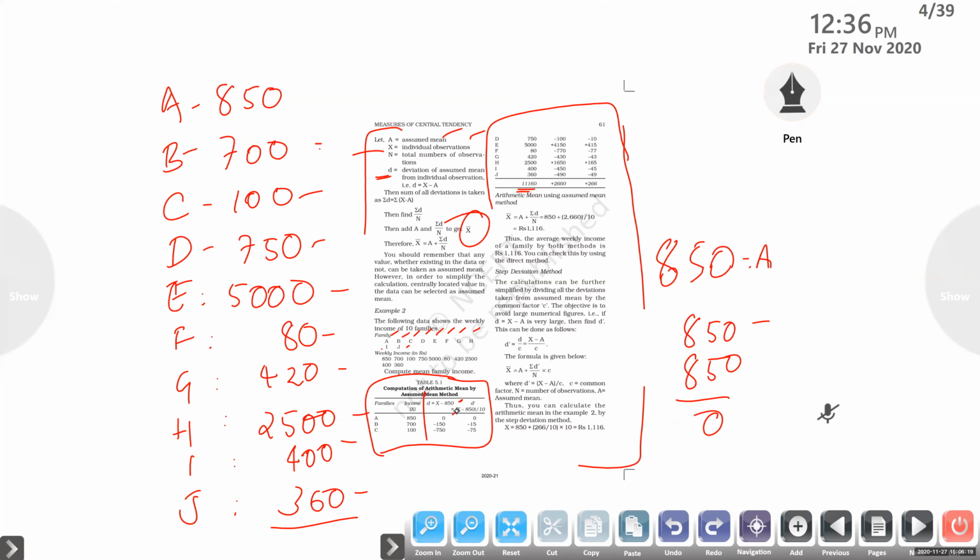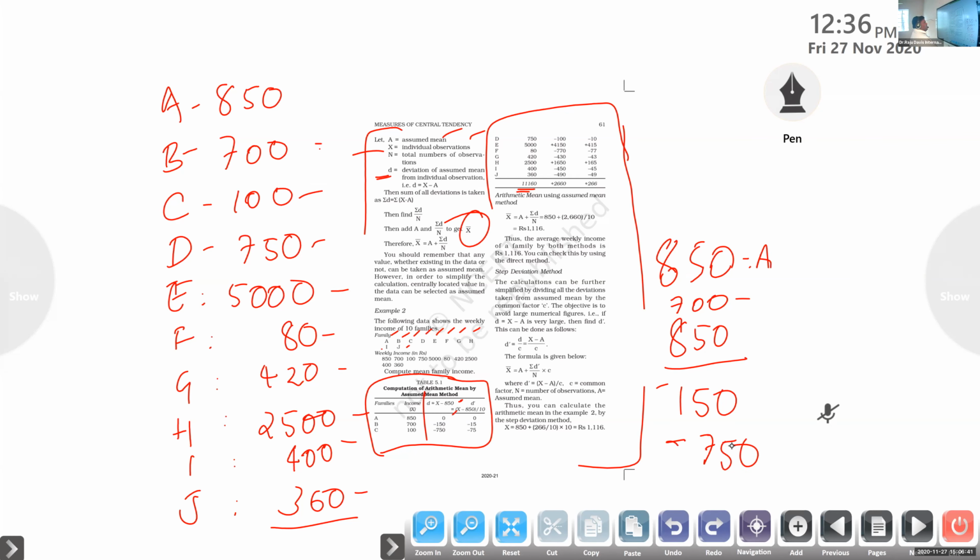So we wrote 0 here. Next digit is 700. 700 minus 850, so we got minus 150. Clear or not? Coming to 100, we will get minus 750. Next one, coming to 750, we'll get minus 100 here.